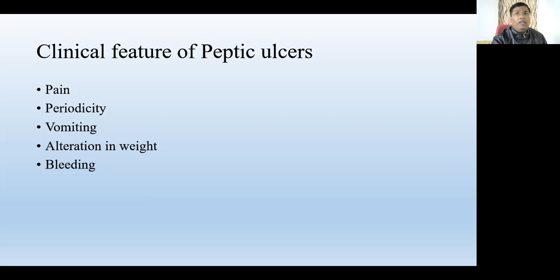The pain is not very severe, and the pain is also associated with the food. In gastric ulcer patients, the pain starts just after taking a meal, while in the duodenal ulcer, pain starts 2 to 2.5 hours after taking a meal. So there is a typical pain. The pain is not colicky in nature. It is continuous and agonizing pain in the upper abdomen, especially in the epigastric region.